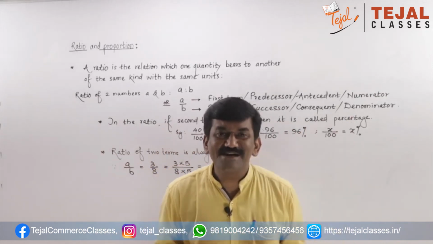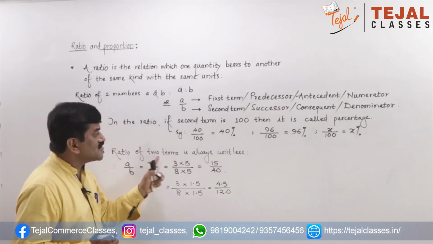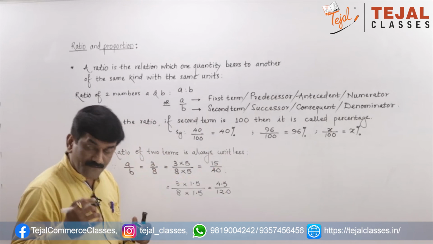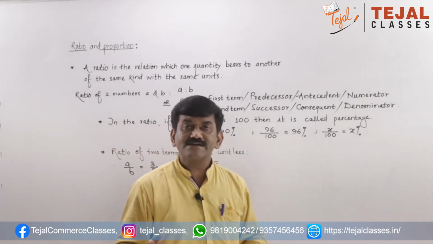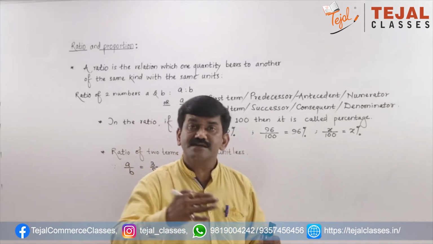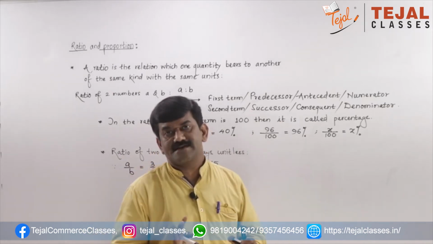How simple is it, isn't it? Then ratio of two terms is always unitless. Yes, it is true. We can write the ratio of any two numbers, whatever: positive to positive, positive to negative, negative to negative, negative to positive, anything goes, it is called a ratio.